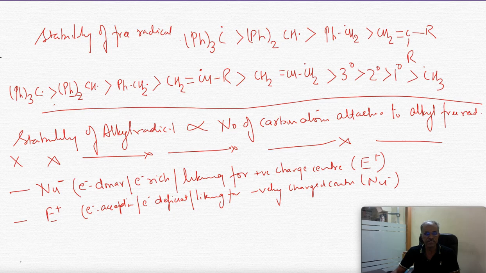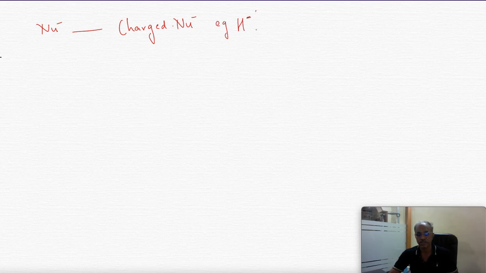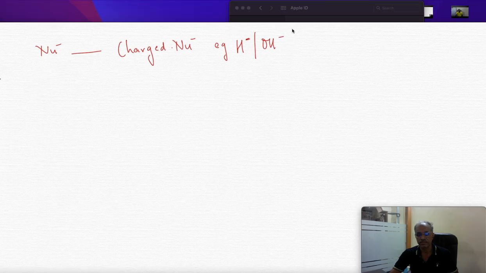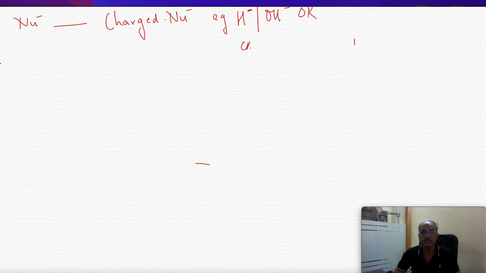Nucleophiles are of basically two types. One is the charged nucleophile. For example, H minus, OH minus, OR minus, then CH3 minus, then X minus, RS minus, thiol. Right?